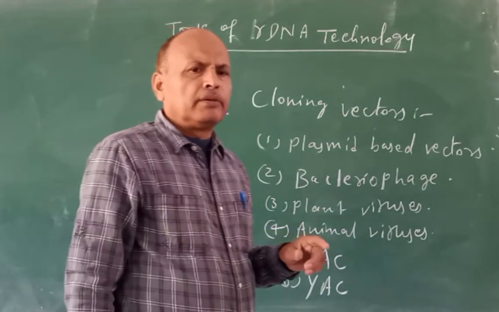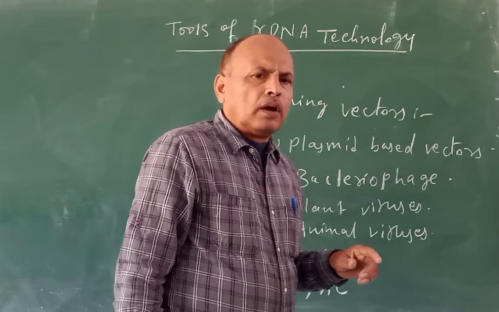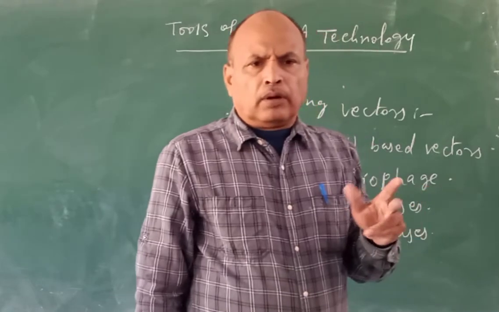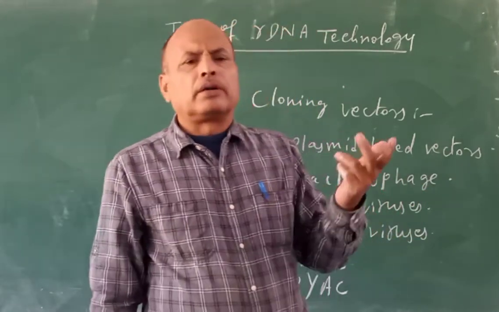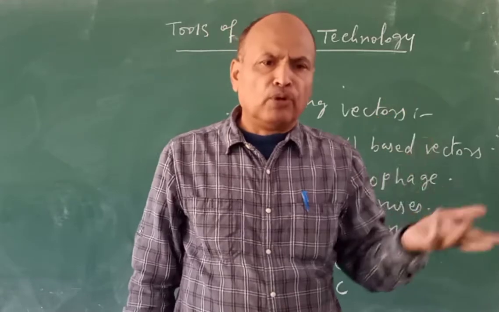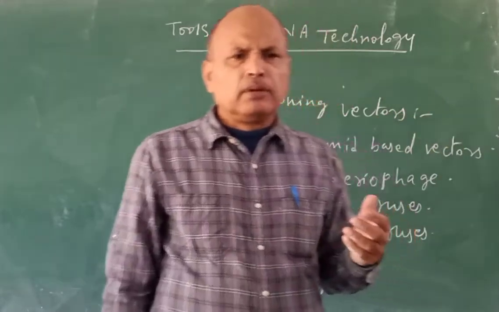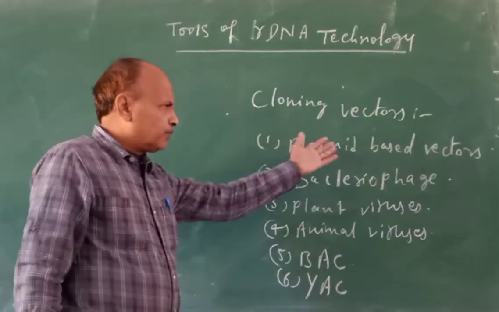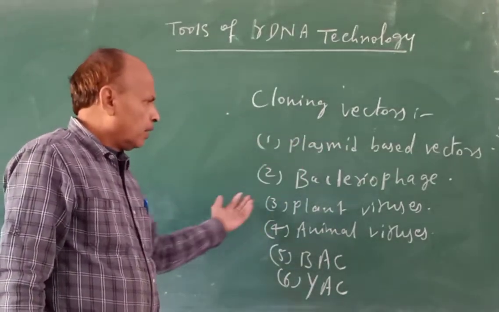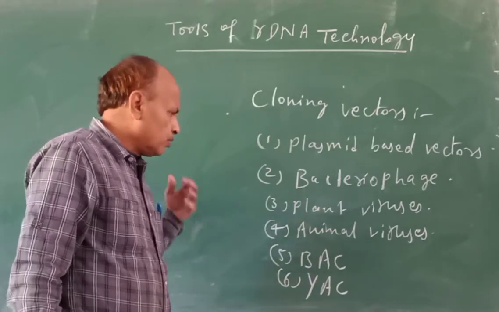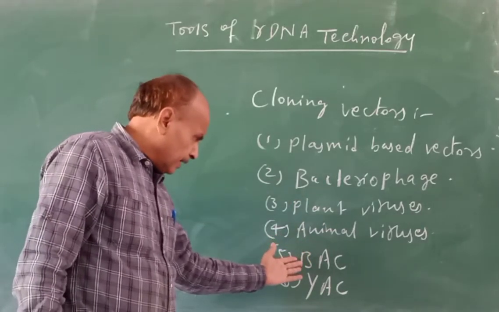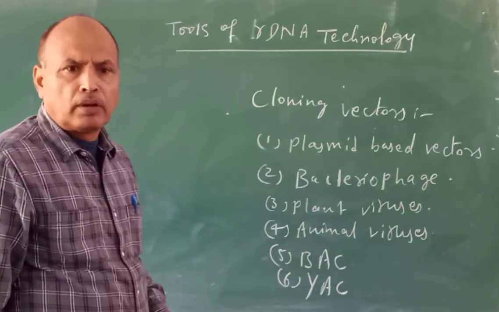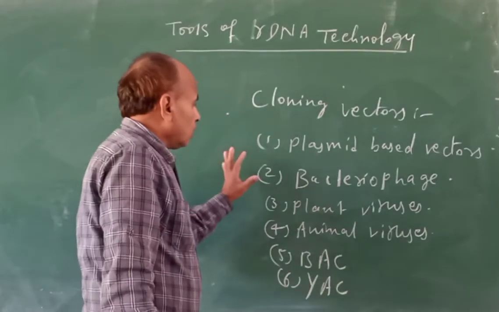आप याद रखेंगे, आपको पूछा जाए यदि what are the commonly used cloning vectors or name a few, 2, 3, 5 cloning vectors, तो आप क्या कहेंगे? Plasmid-based vector, bacteriophage, plant viruses, animal viruses, bacterial artificial chromosome and yeast artificial chromosome. समझे ना?